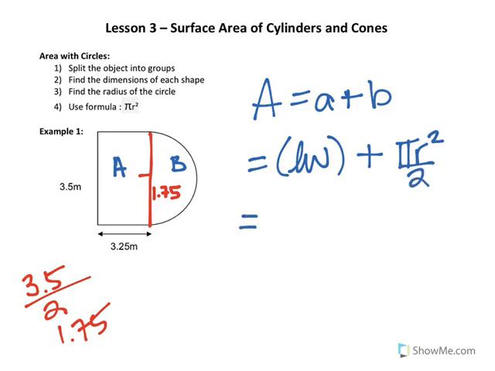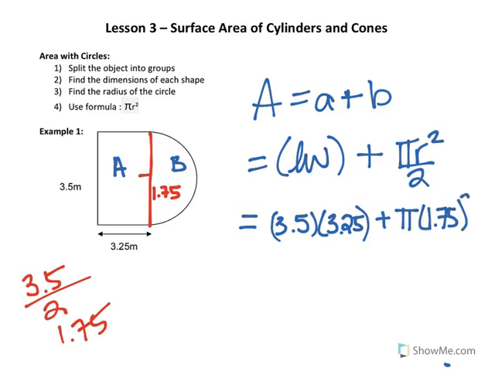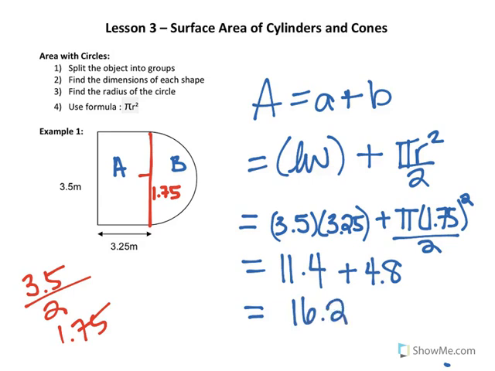So we're going to plug all of our values in. So we have 3.5 times 3.25 plus pi times 1.75 squared divided by 2. So for the first part of this formula, you should get 11.4. The second part, you should get 4.8. Add them together, 16.2, and our unit is meters squared. So again, just break it up.